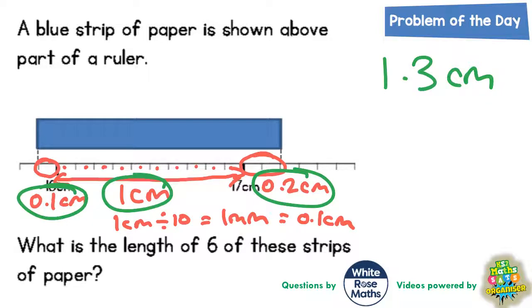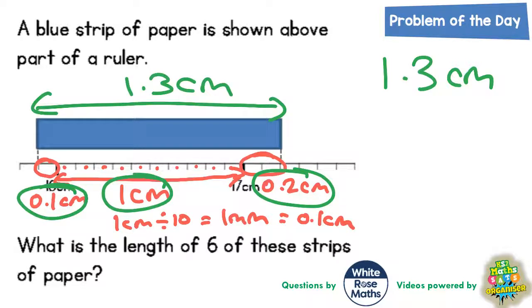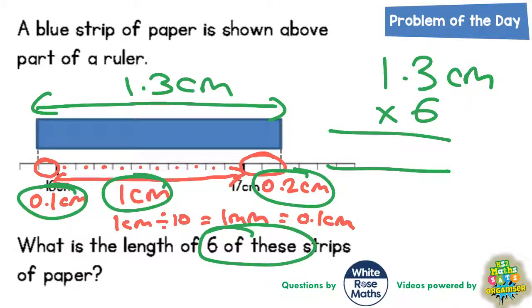Now the question doesn't say what's the length of the strip, although that is the length of one of the strips, 1.3 centimetres. It says what is the length of 6 of these. So we want to do this 1.3 multiplied by 6. Let's see what that gets us.